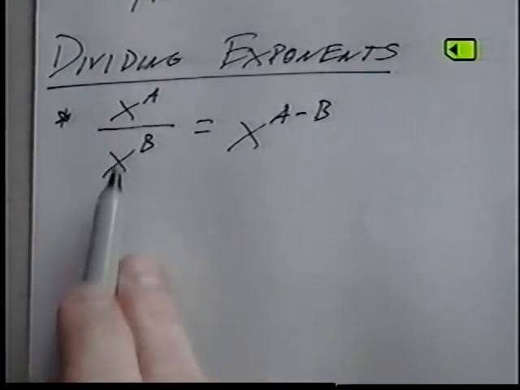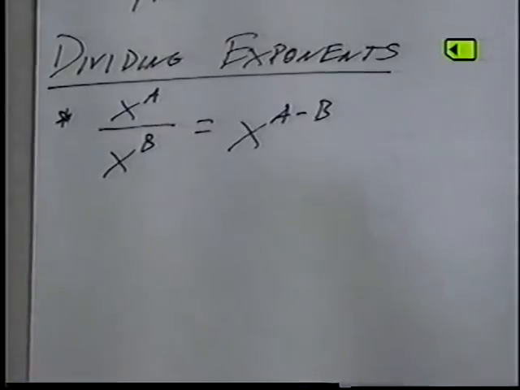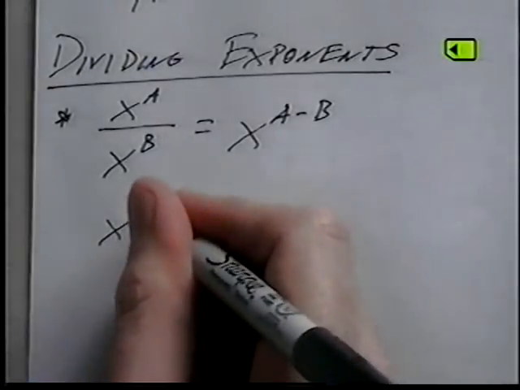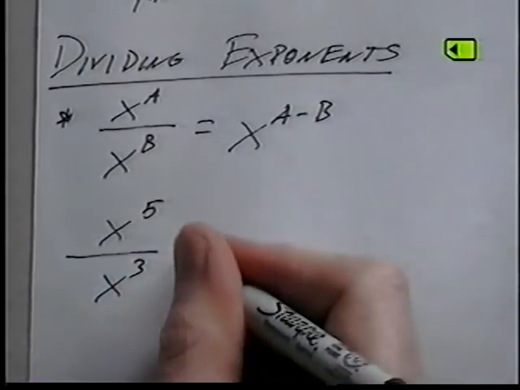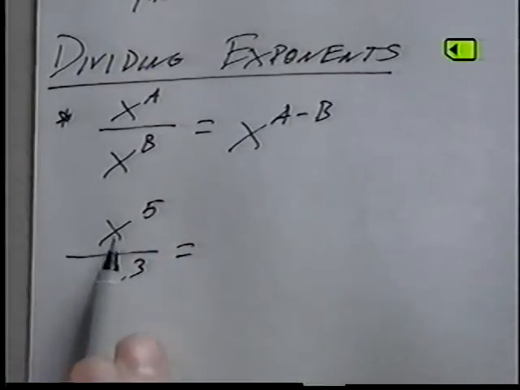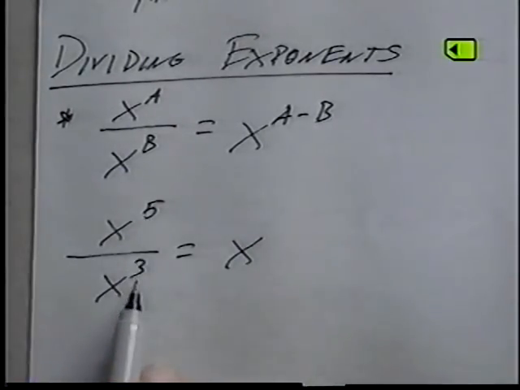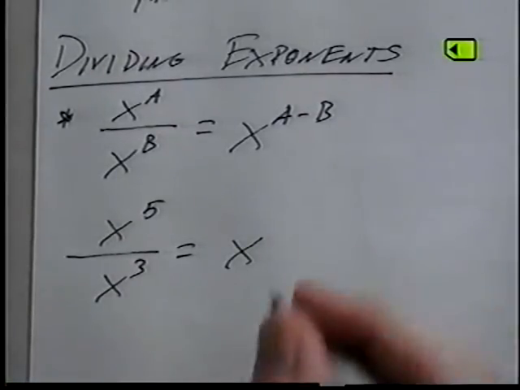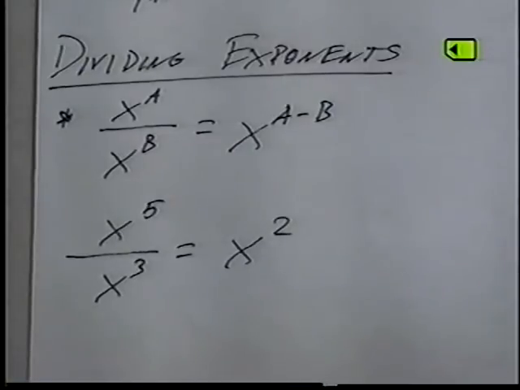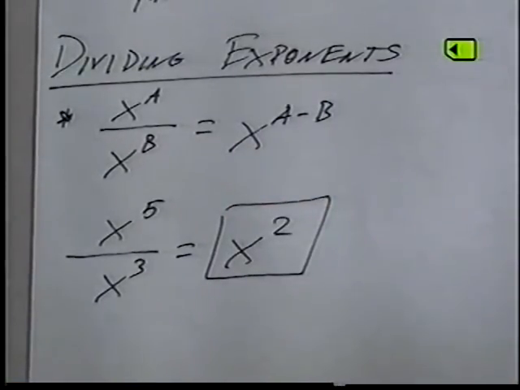So when you have two variables or two numbers, the same number being divided, the exponents you'll subtract to get your new exponent. First question, x to the fifth divided by x to the third, or x cubed. They have the same base, they're both x's, so your answer will have an x. And the exponents, when you're dividing, you'll subtract 5 minus 3. And the answer would be 2. Final answer, x squared, or x to the second power.